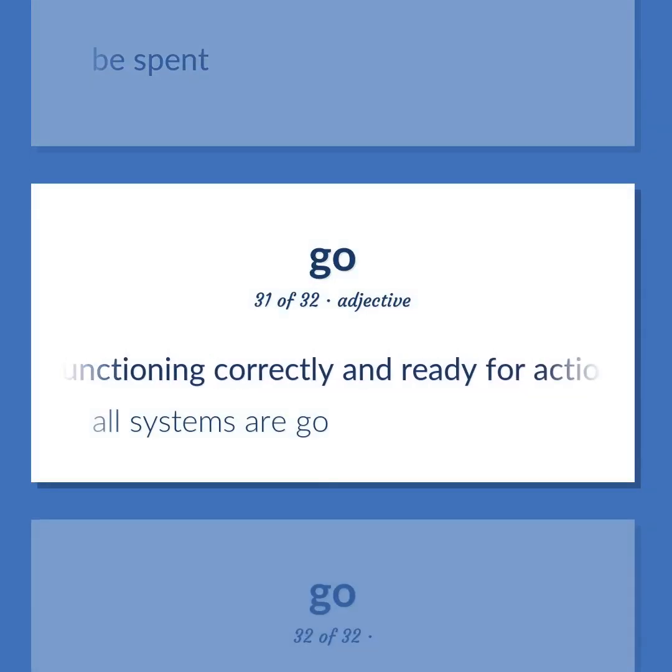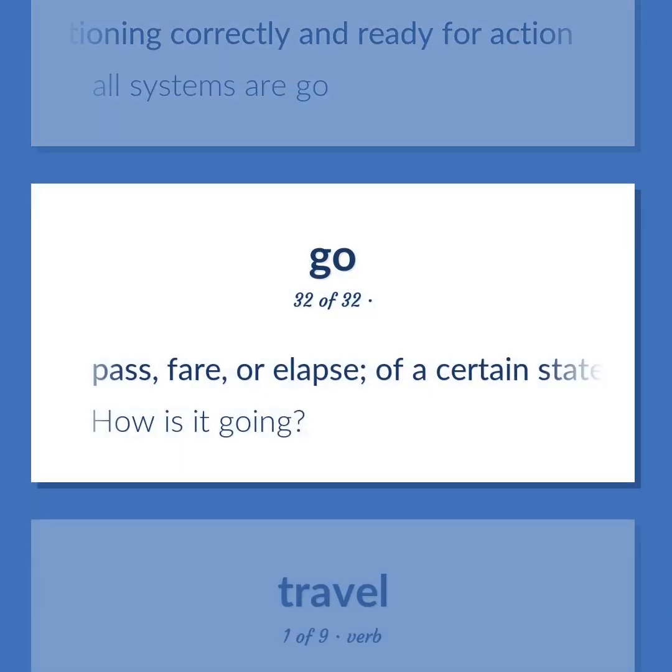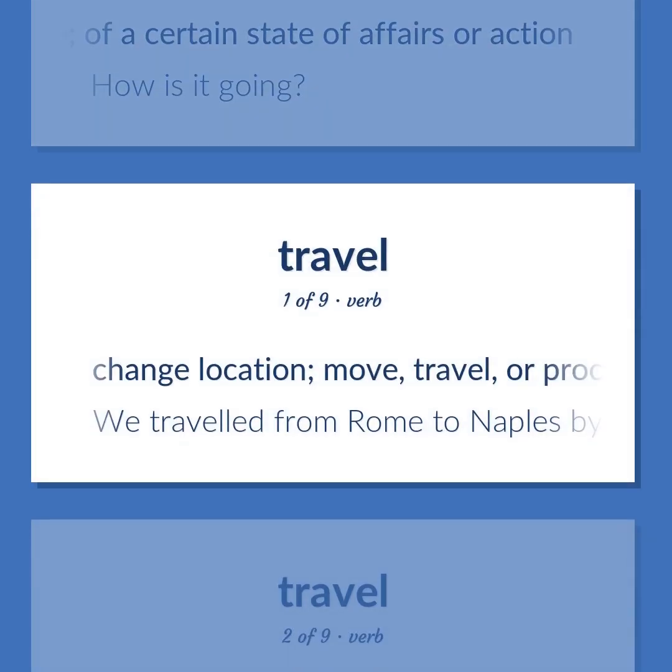Functioning correctly and ready for action. All systems are go. Pass, fair, or elapse, of a certain state of affairs or action. How is it going? Change location. Move, travel, or proceed, also metaphorically.